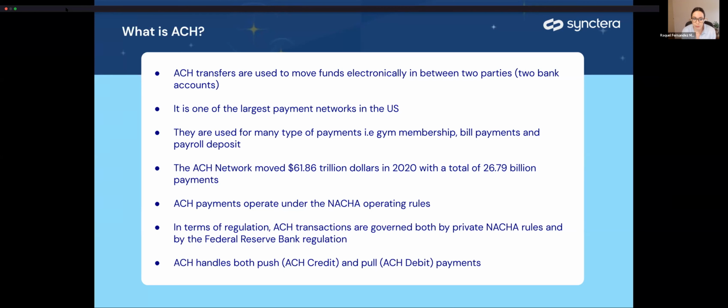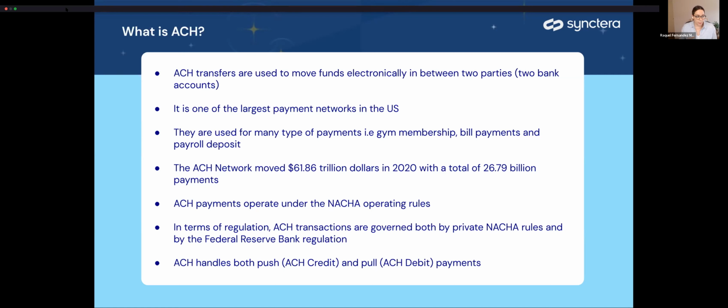In terms of regulation, it really is between the Federal Reserve Bank and NACHA. The Federal Reserve Bank plays the role of the regulator and the ACH operator, and it also provides settlement services to the participants, which are the banks. So that's the role of the Federal Reserve in ACH.